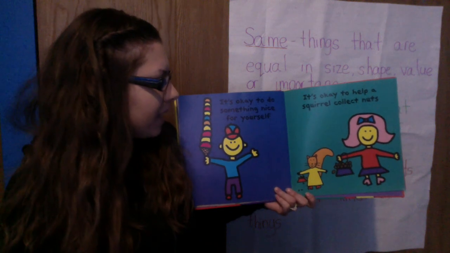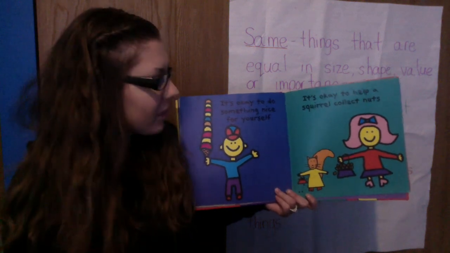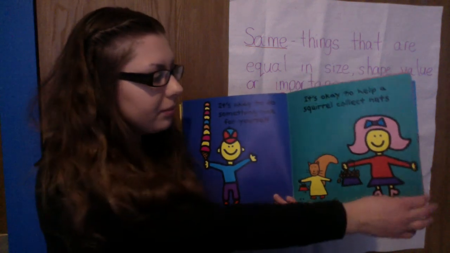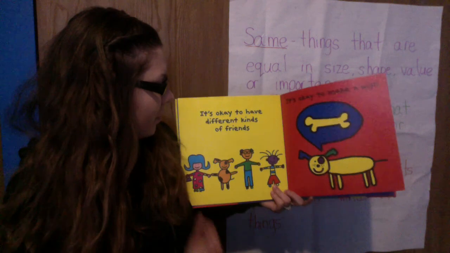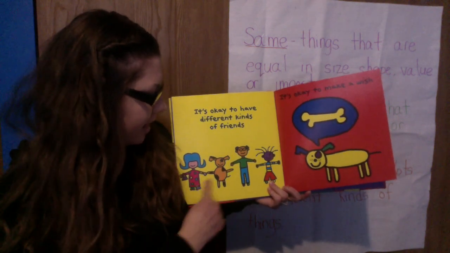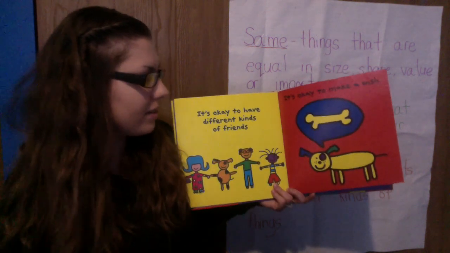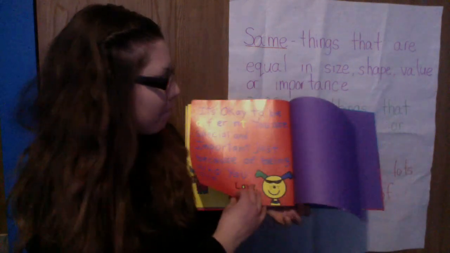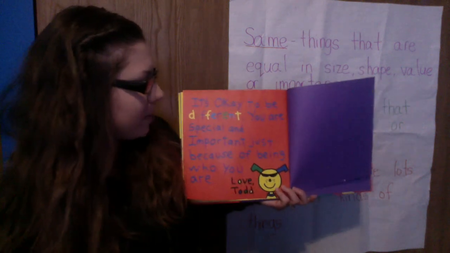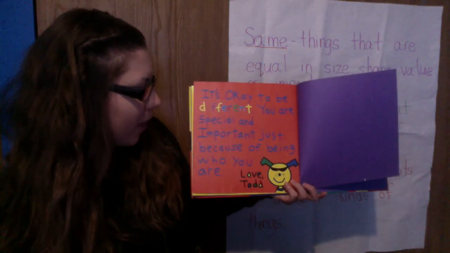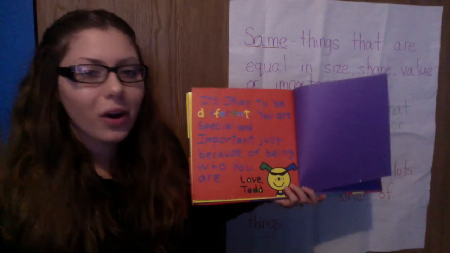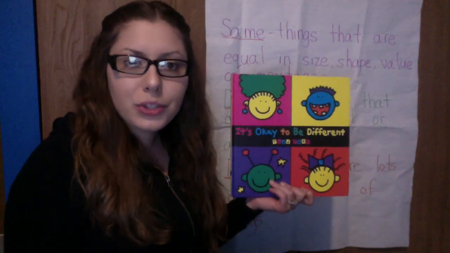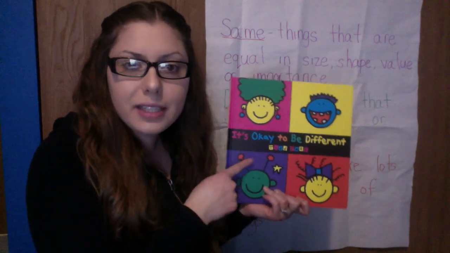It's okay to do something nice for yourself. It's okay to help a squirrel collect nuts. It's okay to have different kinds of friends. It's okay to make a wish. It's okay to be different. You are special and important just because of who you are. The end.